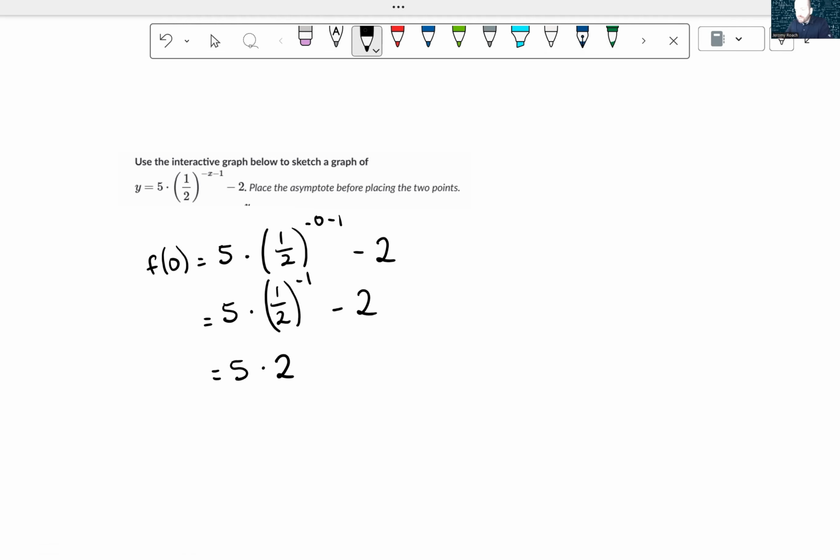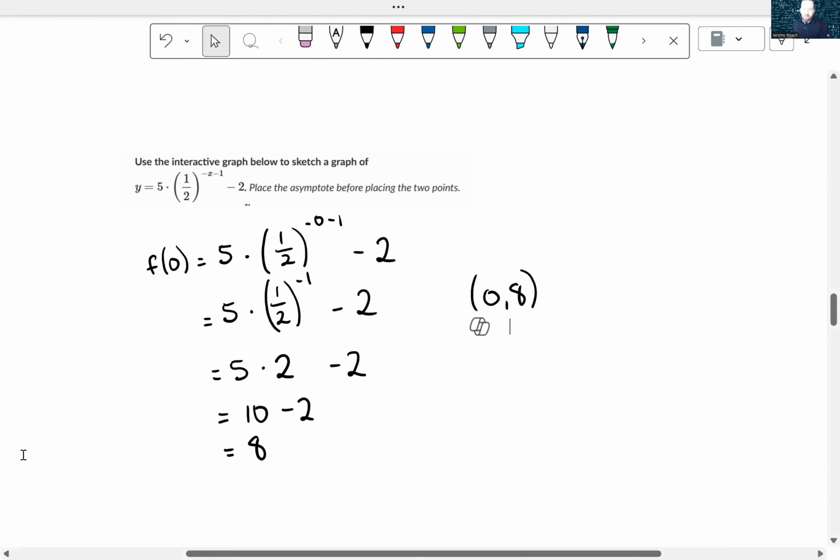Sometimes students think a negative means it makes this negative. It does not. It flips the fraction. So this is 2 over 1 now, or just 2. And then we minus 2, and this gives us 10 minus 2, and that equals 8. So we know now the point (0, 8) is on our graph.